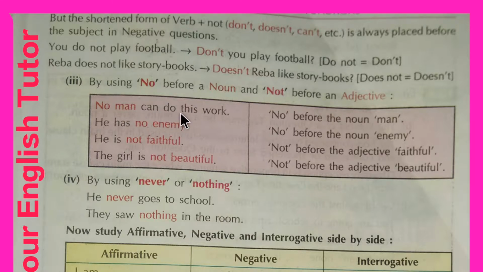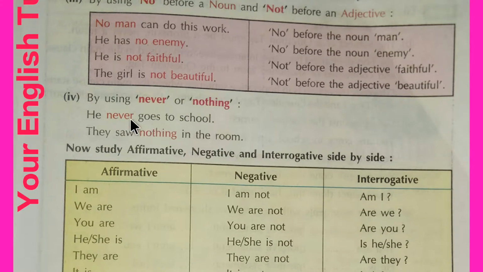No man can do this work. Here, "no" is before the noun "man", right? Or, he is not faithful. Here "faithful" is an adjective, so we are using "not". Well, here is another way to make a negative sentence. Let me pronounce it. He never goes to school. They saw nothing in the room.